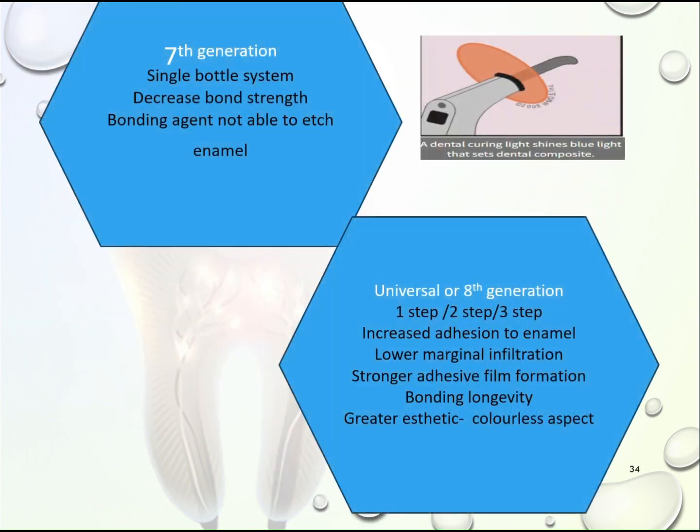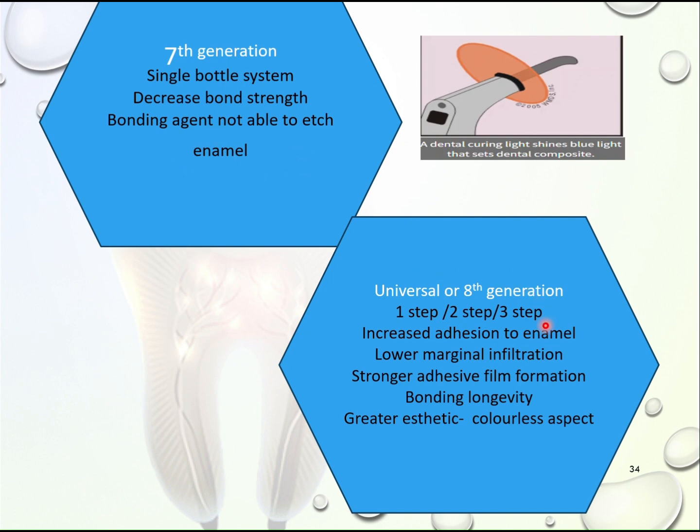Then came the single bottle system, where they tried removing all the steps. They said that by adding everything in one bottle, that is, in the bonding agent only, the etchant and the primer would also be added. This simplified the system, but the disadvantage was that it decreased the bond strength and was not able to etch the enamel. These were the disadvantages.